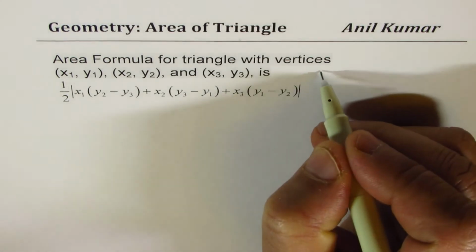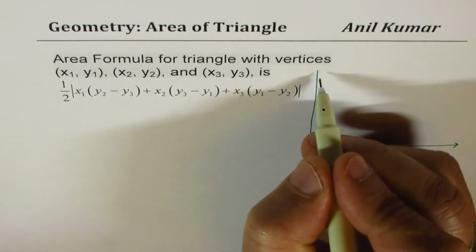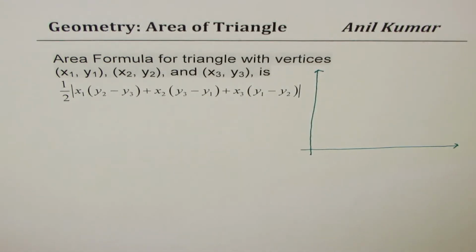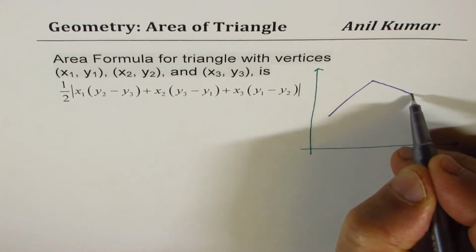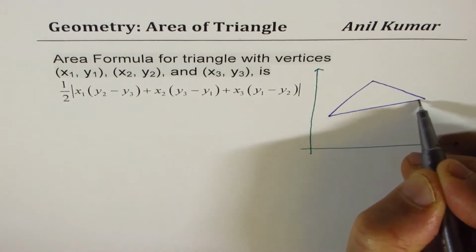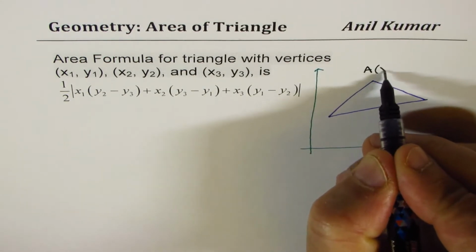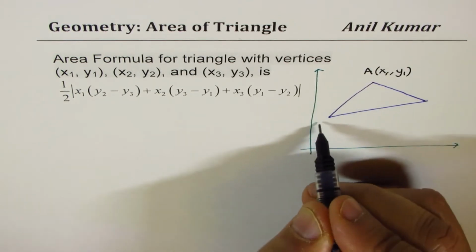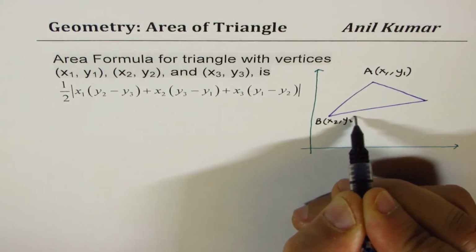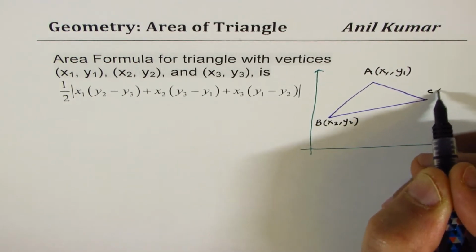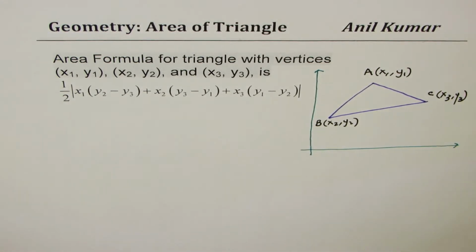Now let me sketch here once again a triangle just as I did earlier. So that is the x-axis, y-axis, and let's make a triangle in general, right? So let's say this is the triangle which we are talking about. The vertices are A, B, and C. A, let's call this x1, y1. B, let's call this x2, y2. C, x3, y3. Correct? So these are the three vertices.